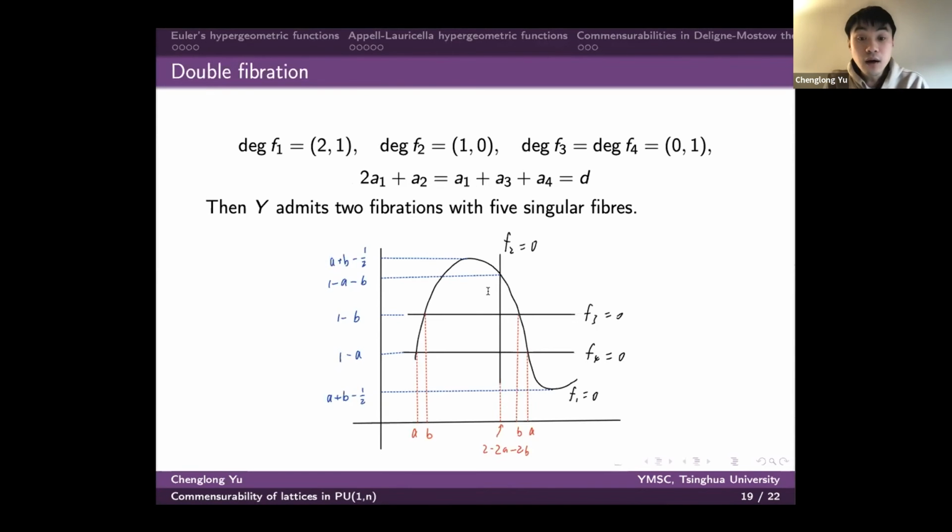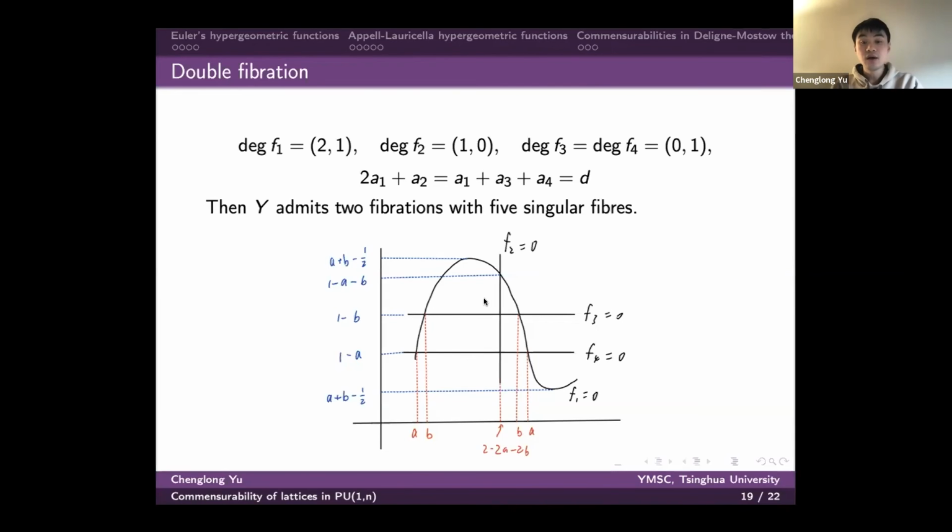So from this, we can obtain a complex surface Y, and since it's a cyclic cover of P1 cross P1, we have 2 fibrations over P1, projecting to 2 components, and it will have 5 singular fibers.